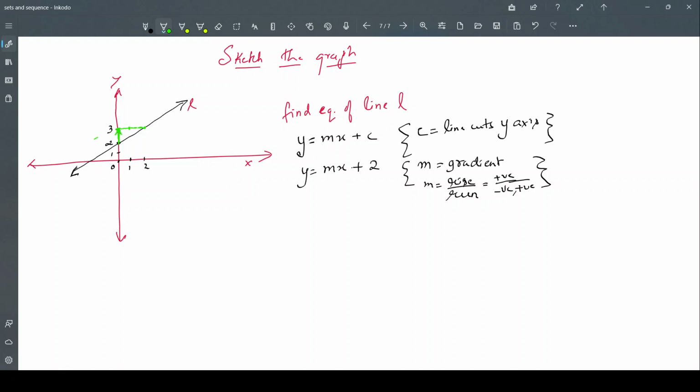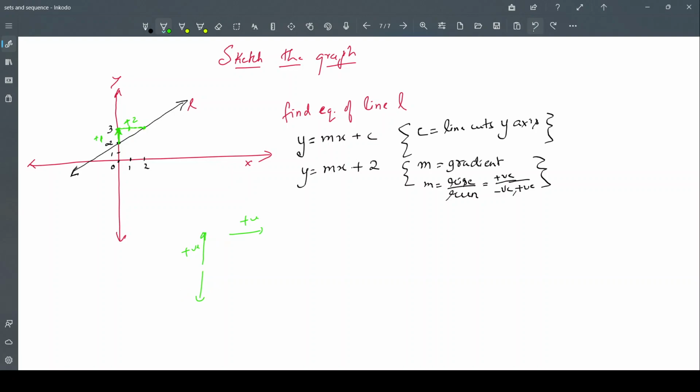From 2 to 3 it's going plus 1, right? 1 unit it's going upward, and how many units is it going to the right side? See, till here it's 1 and this is 2, so 2 units it's going right. I'm taking plus 2 and plus 1. Upward is positive and right side is also positive. Downside is negative and left side is negative. Okay, keep it in mind.